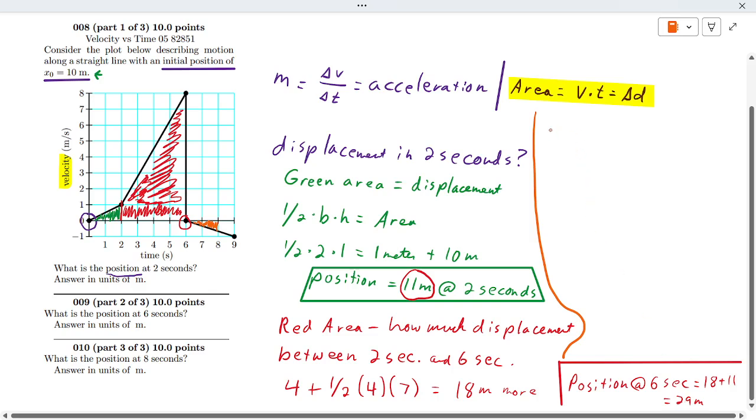So what we need to do is take 29 and subtract the orange area. We're actually going to be adding it, and it's going to be a negative value since our y value is negative, but it's easier to talk about it in terms of subtracting that area because the concept of a negative area is difficult for people to grasp. So 29 meters minus the orange area will equal the displacement at 8 seconds.